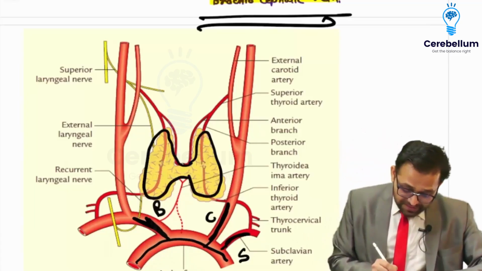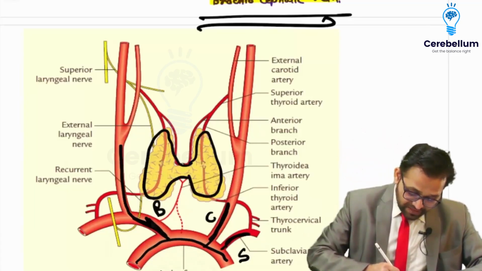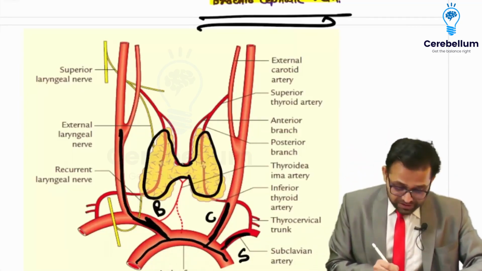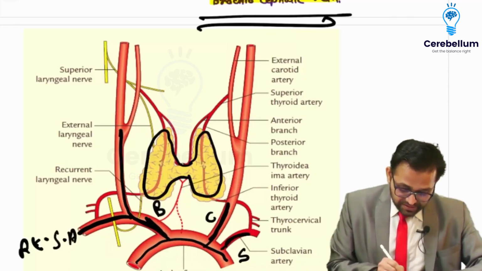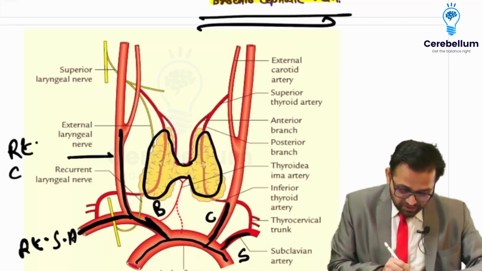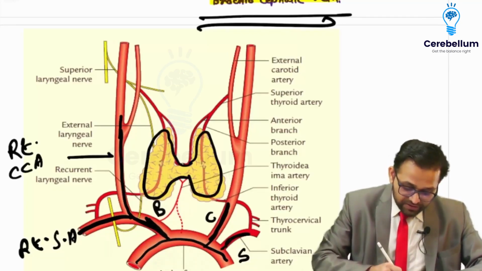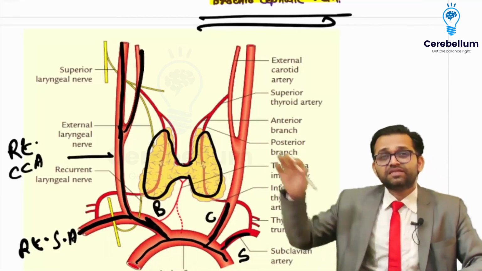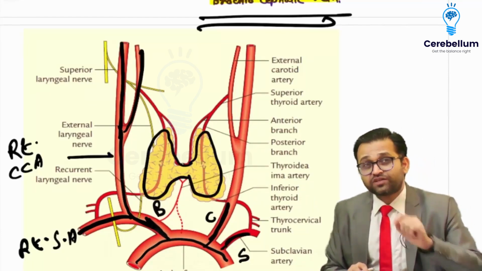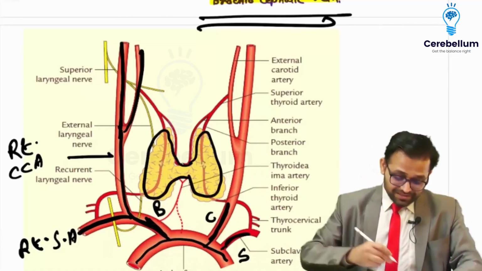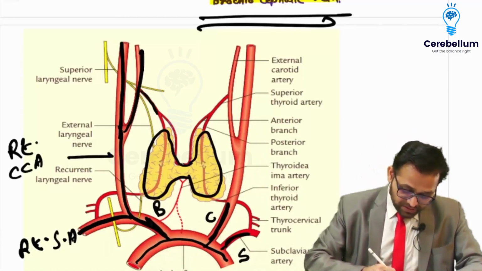Now this brachiocephalic is dividing into the right common carotid, and this is your right subclavian artery. Yes, sir, this is our right common carotid artery. Now this common carotid artery is dividing into the internal and external carotid artery. Same story on the opposite side also. Okay. What is the first fact you have to remember? The thyroid gland is supplied by the superior thyroid artery.